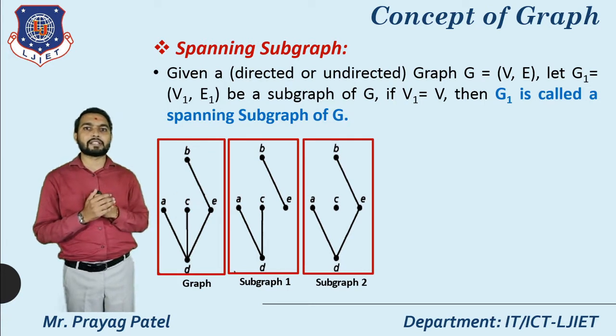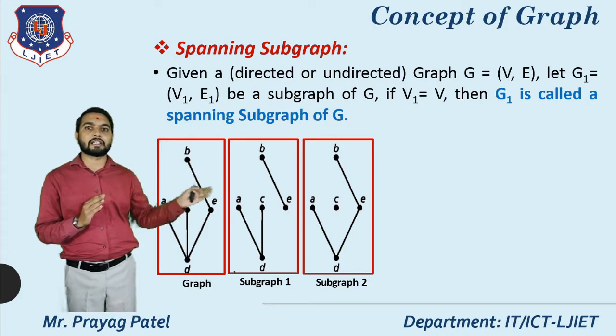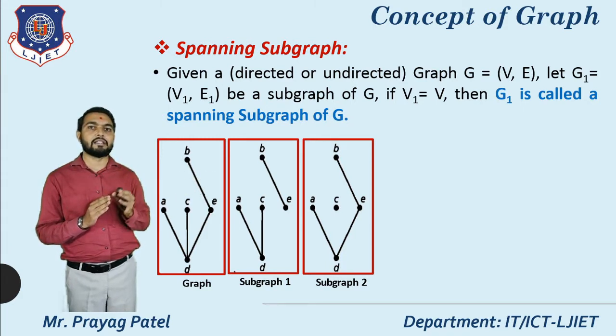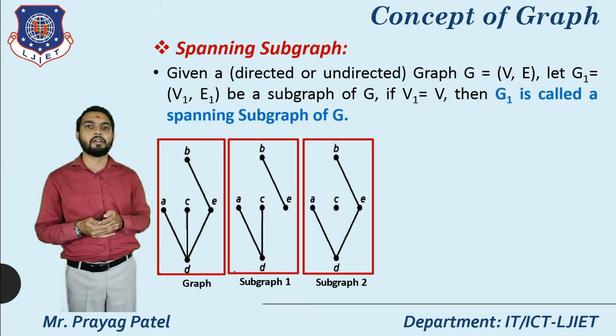Now is subgraph 2 considered as a spanning subgraph or not? For that, first we check that all the vertices are available. Yes, A, B, C, D, E are available in your subgraph, and this is a subgraph of your graph G. Yes, then this is also considered as a spanning subgraph of your given graph G.